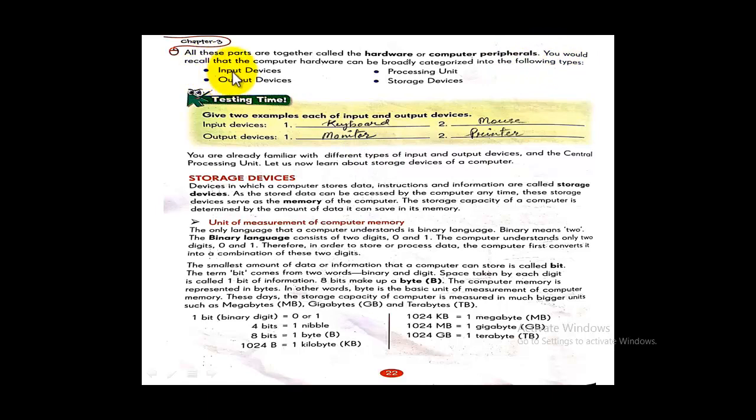Now you would recall that the computer hardware can be broadly categorized into the following types: the input devices, processing unit, output devices, and storage devices. Here, give two examples each of input and output devices. Input devices are keyboard, mouse, and output devices are monitor, printer.